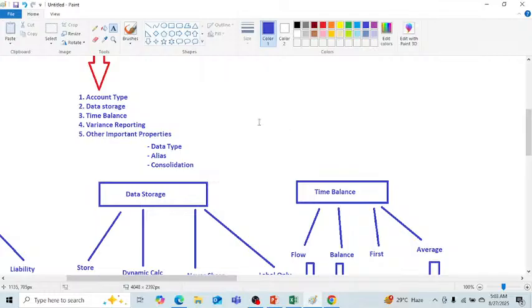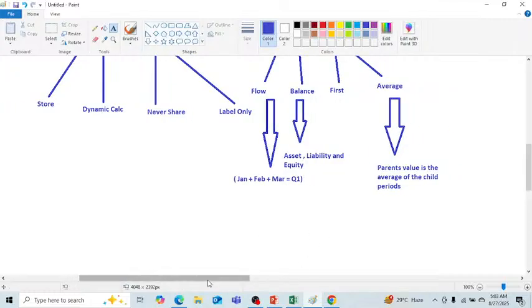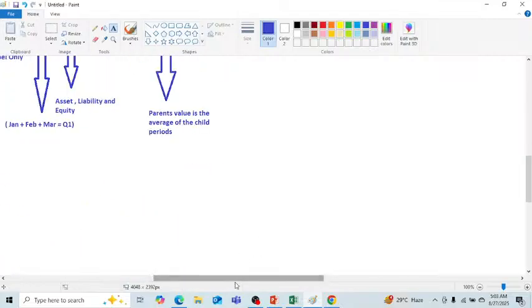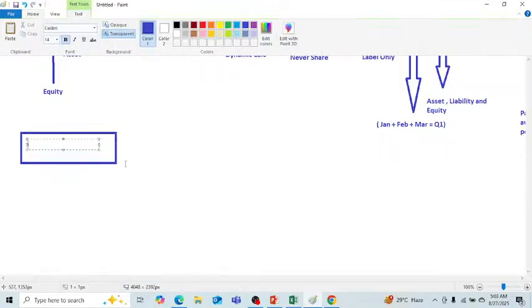So the next dimension member property that we have is variance reporting. Let's see it. Yesterday we discussed that it is the difference between actual and budget. Again, we will look at it from the point of view of the accounts dimension.